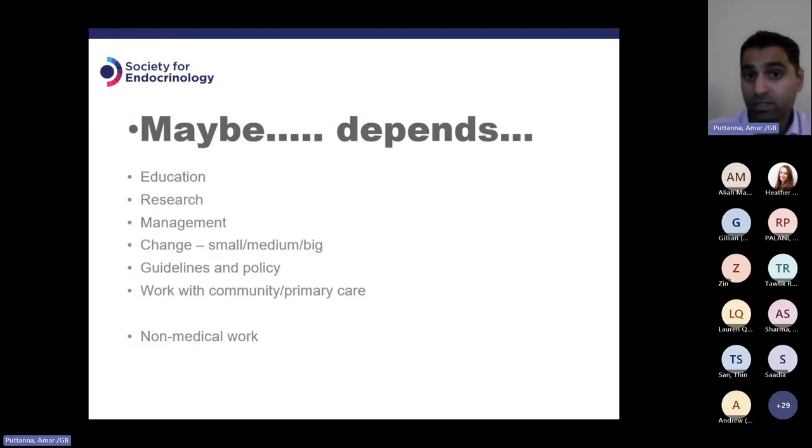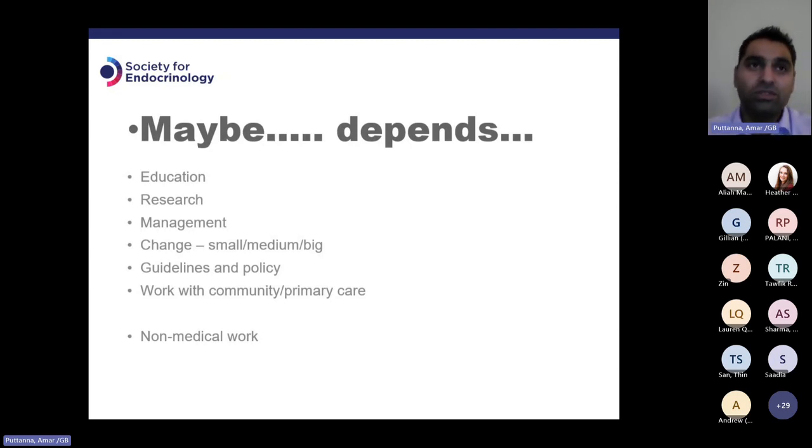And that could be in the hospital locally, could be regionally, and it could be nationally or even internationally. Again, it depends on your ambitions, and this changes over time. It's not just what you think at the moment, but something to consider: what interests you, and what might interest you when you are a consultant.